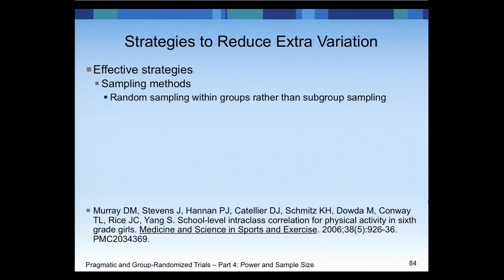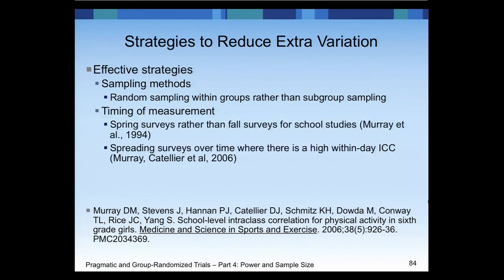There are some strategies that we can take to try to reduce the extra variation. One approach is to take random sampling within groups rather than subgroup sampling. If we've randomly assigned schools, it's far better to take a random sample of the students in the school rather than sampling or collecting data just in a few classrooms. If we collect data just in a few classrooms, which are examples of subgroups, we're actually increasing the intraclass correlation, whereas if we sample across the entire school, we're reducing the intraclass correlation. So random sampling within groups is a good idea.